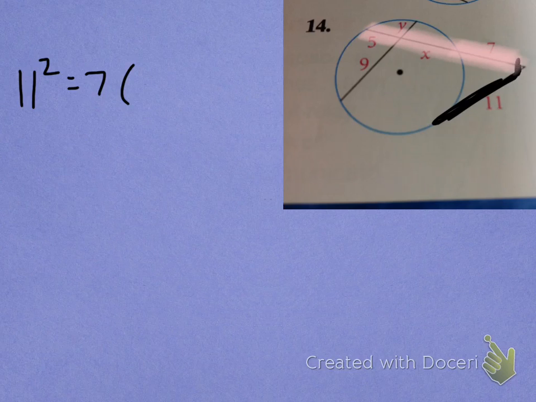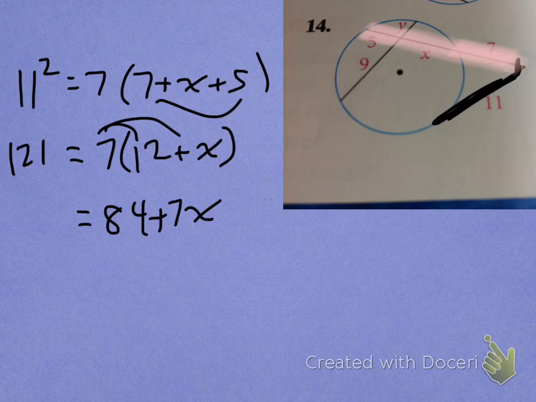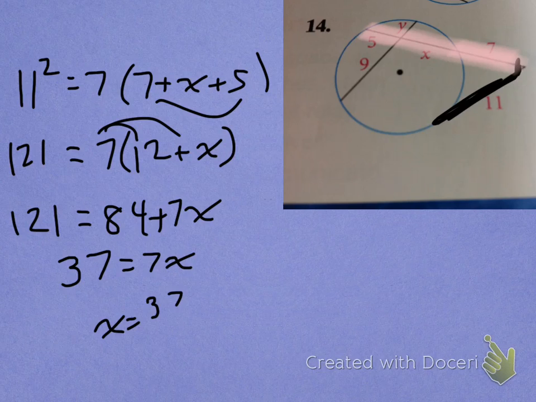So now there are 3 side lengths there I'm adding together. I get 7 plus x plus 5, which, don't panic, because 7 and 5 combine to make 12. So this is 7 times 12 plus x equals 121. 7 times 12 is 84, right? 84 plus 7x equals 121. Subtract 84 from both sides. You get 37, I want to say, equals 7x. And divide by 7, you get x equals 37 over 7, which is not that nice of an answer, but that's okay.